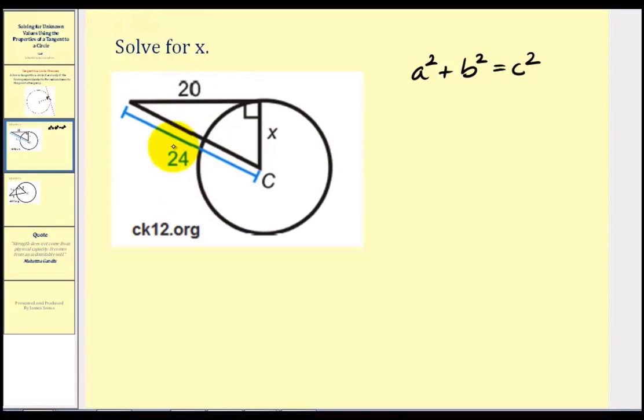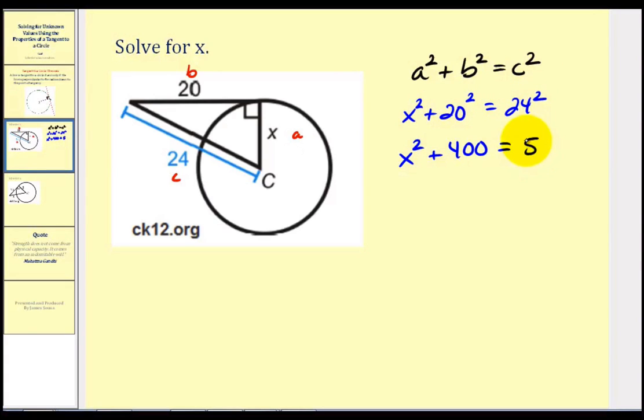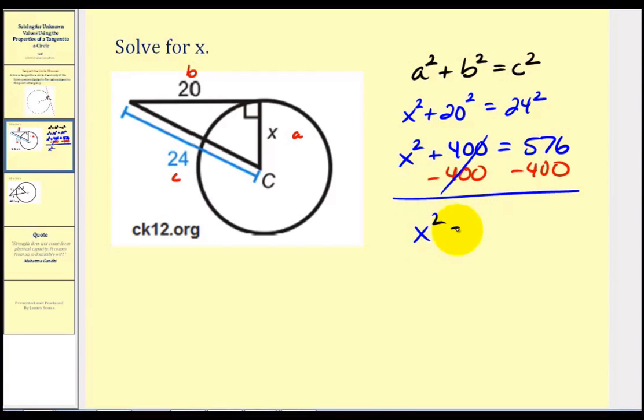So this side is the hypotenuse, therefore it has to be c, and we'll let this side be a, and this side be b. So we'll have x squared plus 20 squared must equal 24 squared. Now we'll simplify and then solve. x squared plus 400 equals 576, since 24 times 24 is 576. Now we'll subtract 400 on both sides, so x squared equals 176.